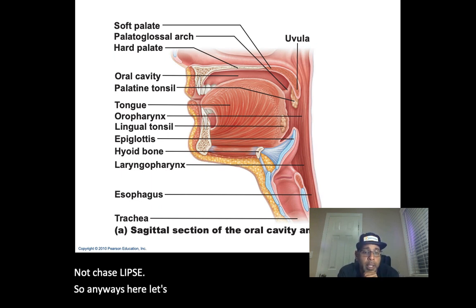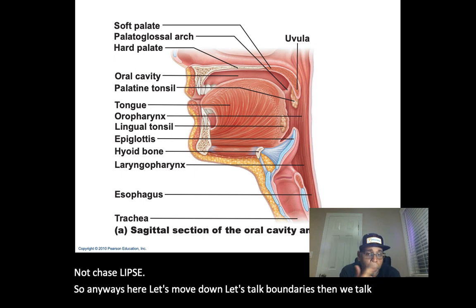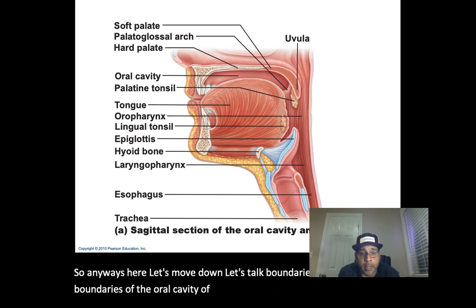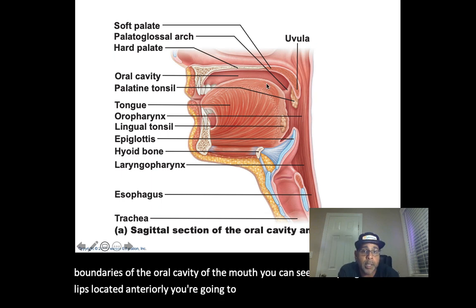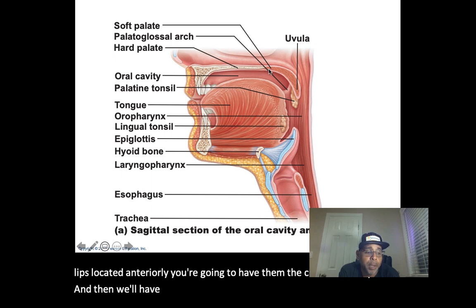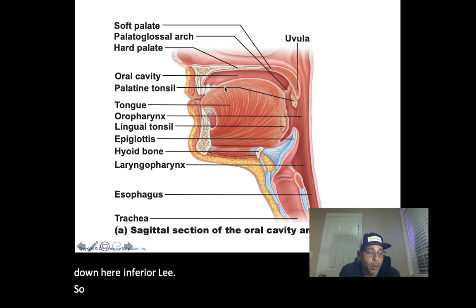So anyways, let's move down. Let's talk boundaries of the oral cavity, the mouth. You can see here you've got the lips located anteriorly. You're going to have the cheeks laterally, and then we'll have the palate superiorly. And then we've got the tongue down here inferiorly. So these are your oral cavity's boundaries.